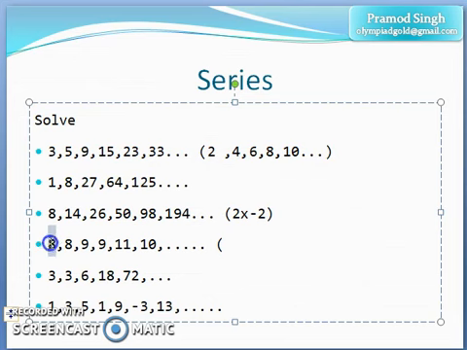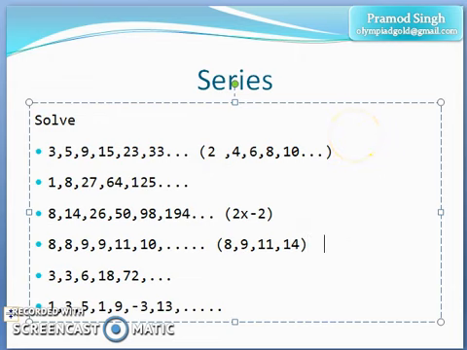Let's think that 8, then 9, then 11. How does it go? If we assume that this is one series, 8, 9, 11, then what could be the next number? The first difference is 1, then the difference is 2, then the third difference could be 3. So 3 plus 11 could be 14.